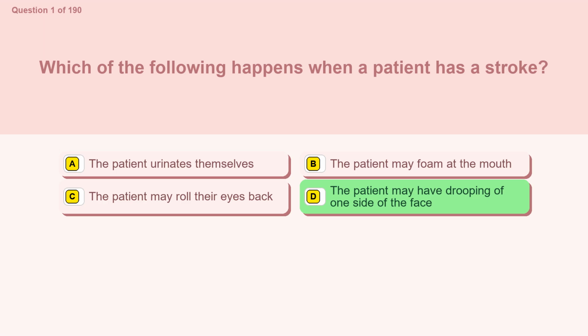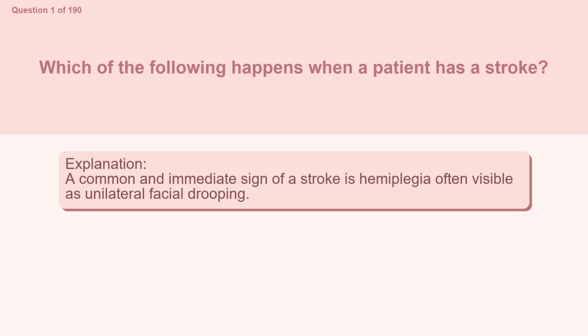The correct answer is option D. The patient may have drooping of one side of the face. A common and immediate sign of a stroke is hemiplegia, often visible as unilateral facial drooping.